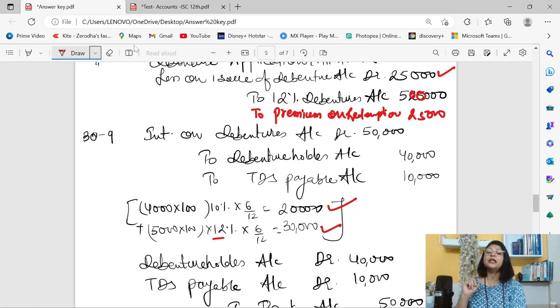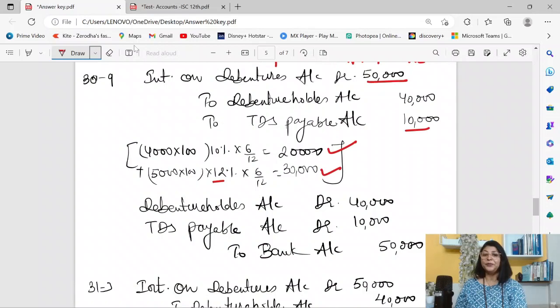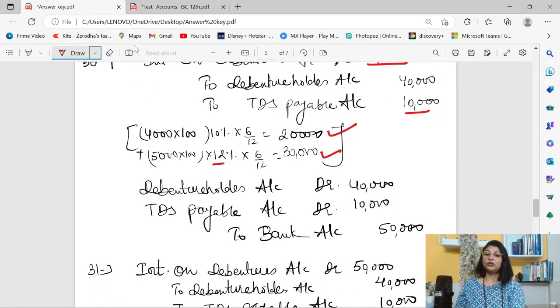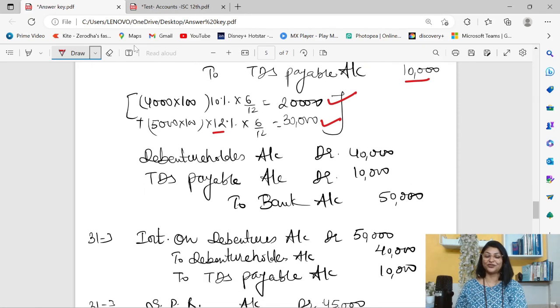So altogether interest was coming 50,000 rupees, on which TDS at the rate of 20% was deductible at source. So 10,000 rupees we have written here. Now the second entry is debenture holders account debit 40,000 rupees, TDS payable account debit 10,000 rupees, and to bank 50,000 rupees. Company has paid 50,000 rupees out of its pocket, out of which 40,000 reached the debenture holder and 10,000 has gone into government's account.